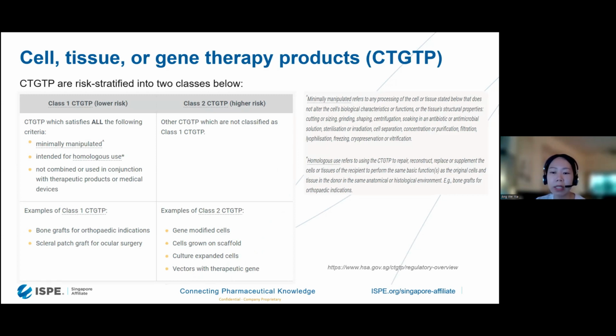Class 1 CTGTP are for products of a lower risk that satisfy all of the following criteria: minimally manipulated, intended for homologous use, and not combined or used in conjunction with therapeutic products or medical devices. Products that do not fulfill any of the criteria will be classified as Class 2 CTGTP, which is a higher risk product.